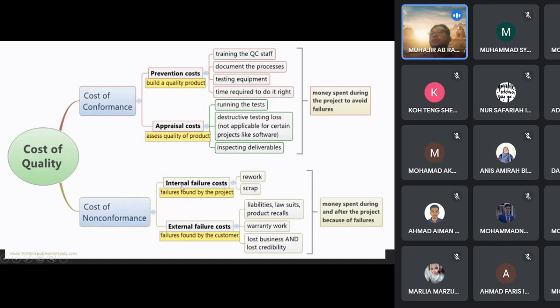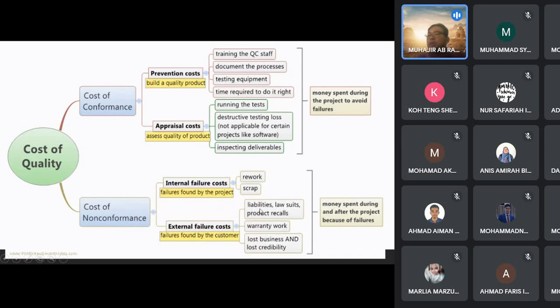After failure, for example, internal failure cost means you detect it in your company before you ship out. So you need to rework or fix it. If it cannot be reworked, you need to scrap it. So it is failure found by the project. External failure cost is failure found by the customer. You have shipped the product already.